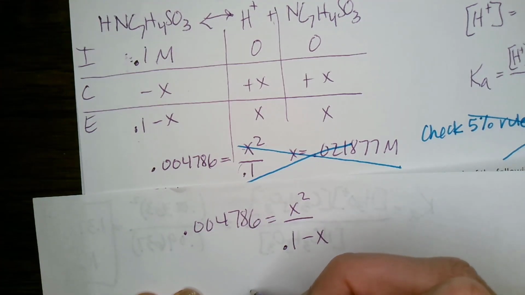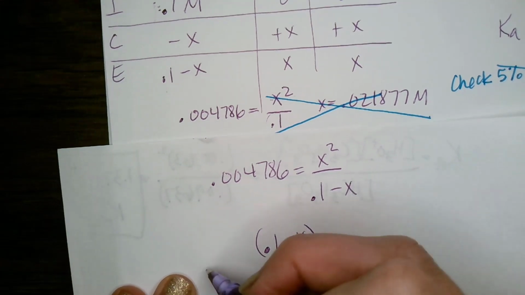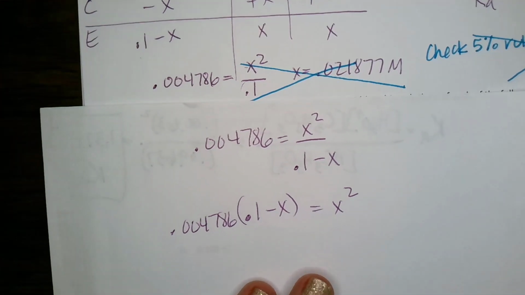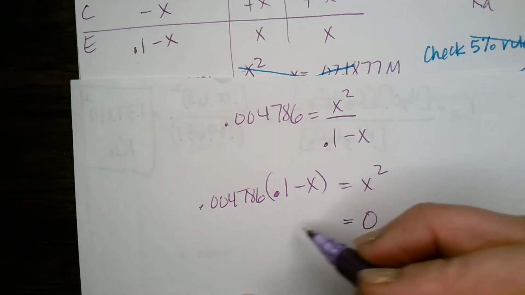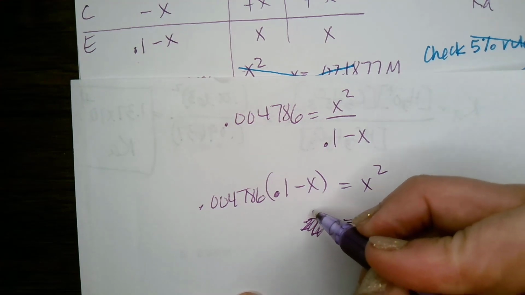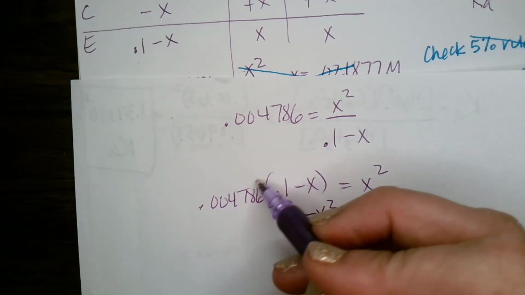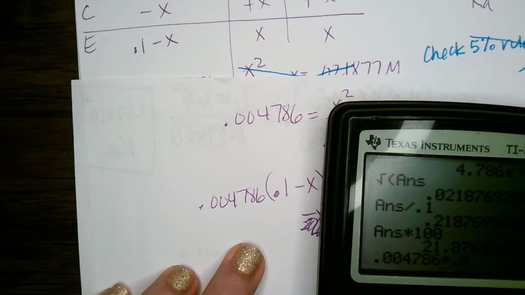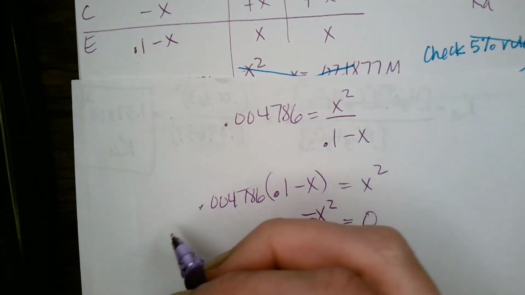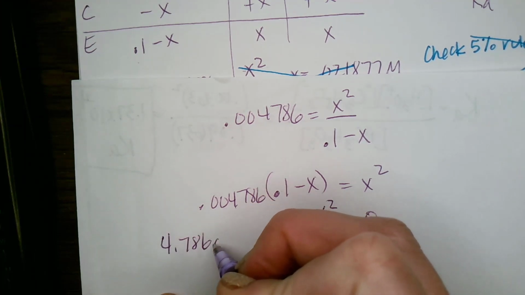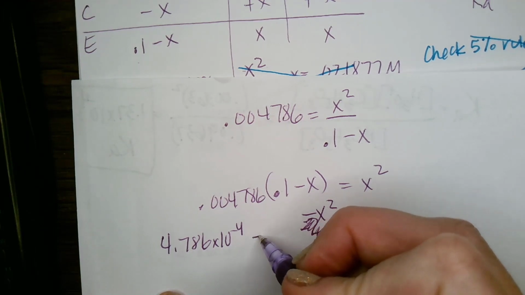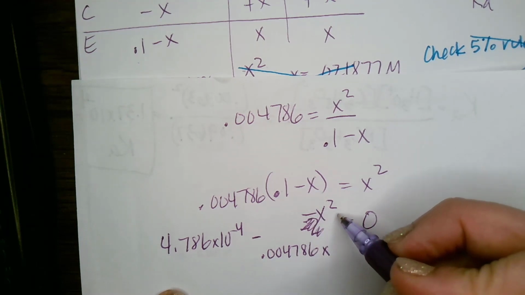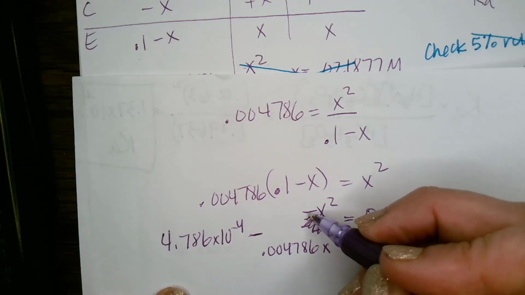So then I would have 0.1 minus x times our 0.004786 is equal to x squared. And again, I want to set it equal to 0, so I'm going to subtract x squared on the left. We'll distribute 0.004786 times 0.1. So I would have 4.786 times 10 to the negative 4 minus 0.004786x minus x squared. Let's write this a little bit neater. So minus, and then minus x squared.